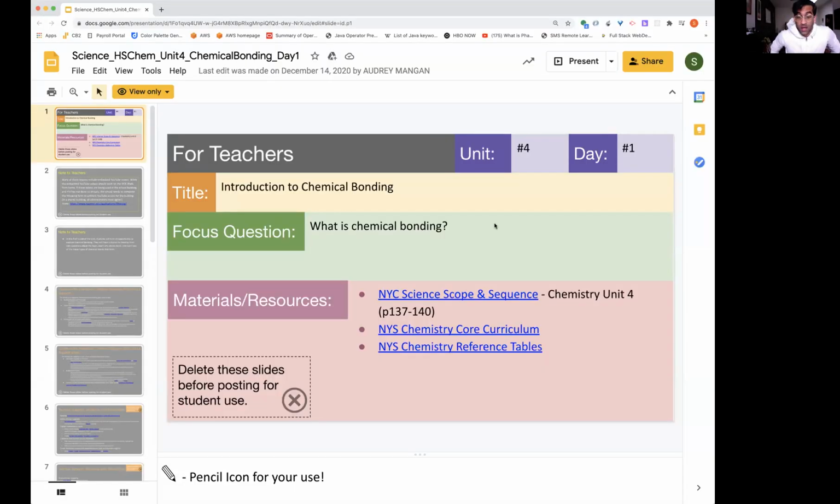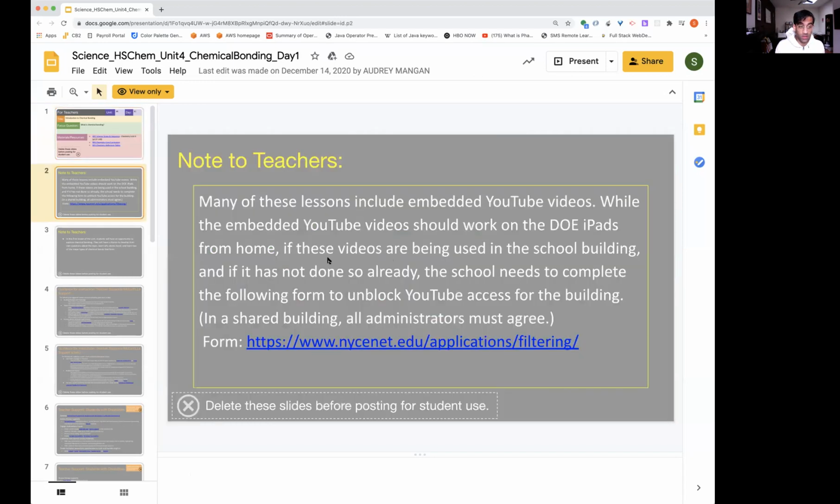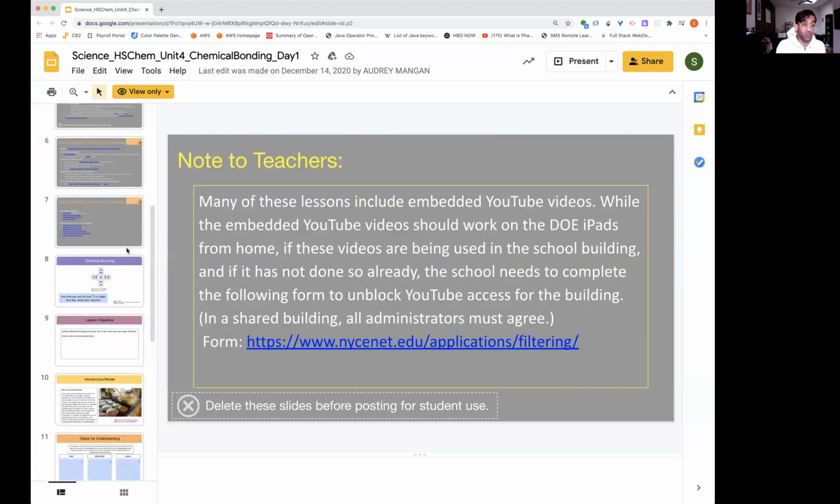Today we're going to talk about chemical bonding, which is such a crucial part of the Regents Chemistry course. Specifically, I'm going to introduce the topic. Not only are we going to define chemical bonding, but we're also going to take a look at the two main types of chemical bonding that Regents Chemistry is concerned with, which are the two most important types.